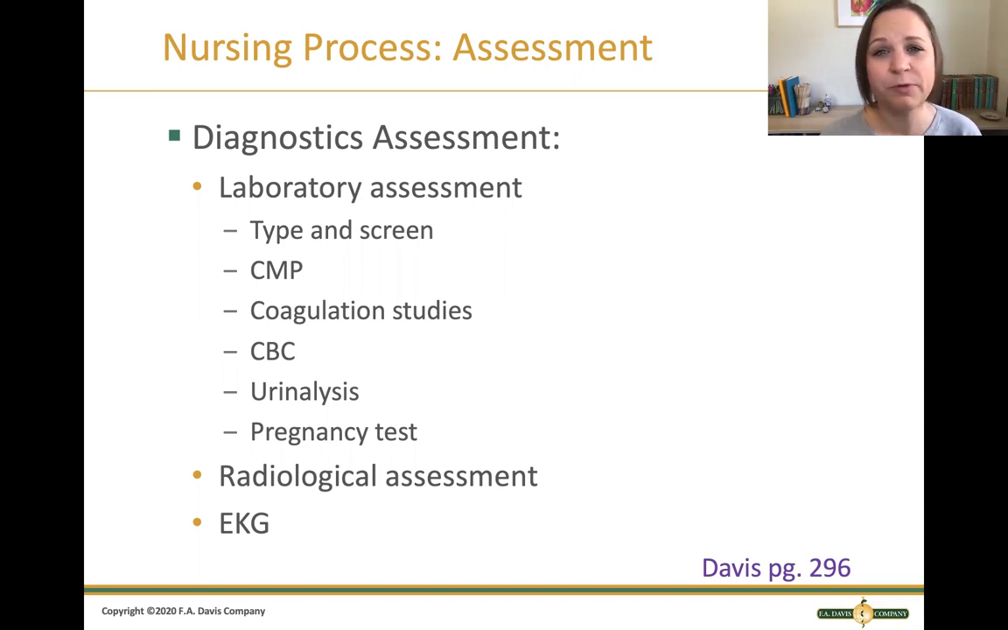Radiologic assessments would be varied by patient. Some patients will require a chest x-ray or some kind of MRI or CT, but that will be patient specific. And then older patients or patients with a history of drug abuse will be required to have an EKG before surgery to make sure that their heart is healthy and able to handle the surgery itself.